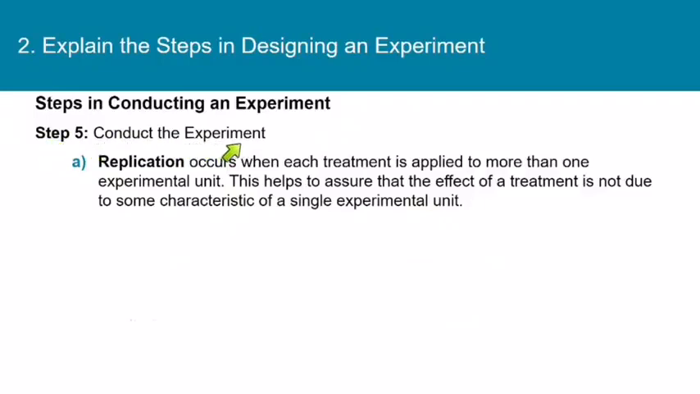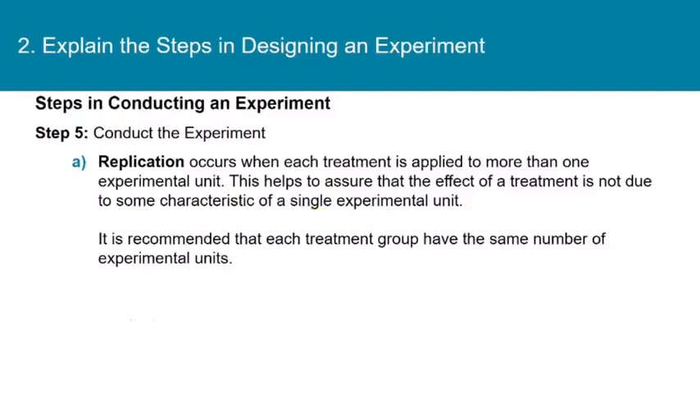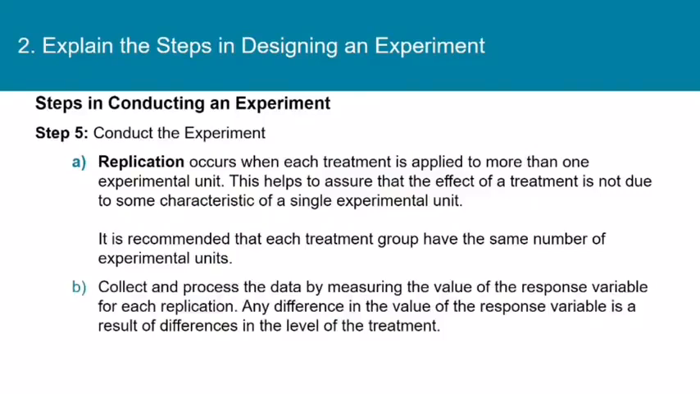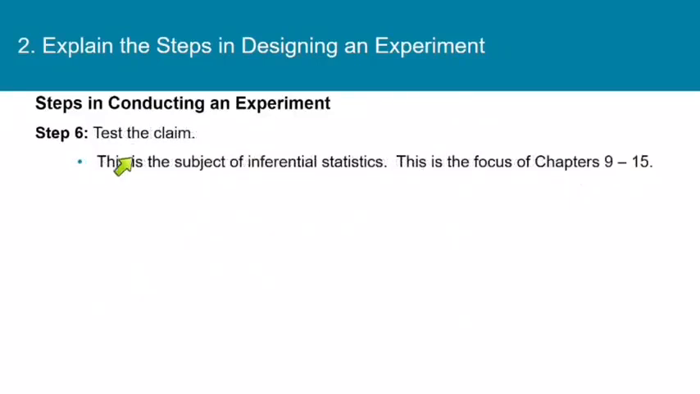Step 5 is to conduct the experiment. Replication occurs when each treatment is applied to more than one experimental unit. This helps to assure that the effect of a treatment is not due to some characteristic of a single experimental unit. It's recommended that each treatment group have the same number of experimental units. After the treatments are applied to each of the experimental units, we collect and process the data by measuring the value of the response variable for each replication. Any difference in the value of the response variable is assumed to be a result of differences in the level of the treatment. And then in step 6, we test the claim.